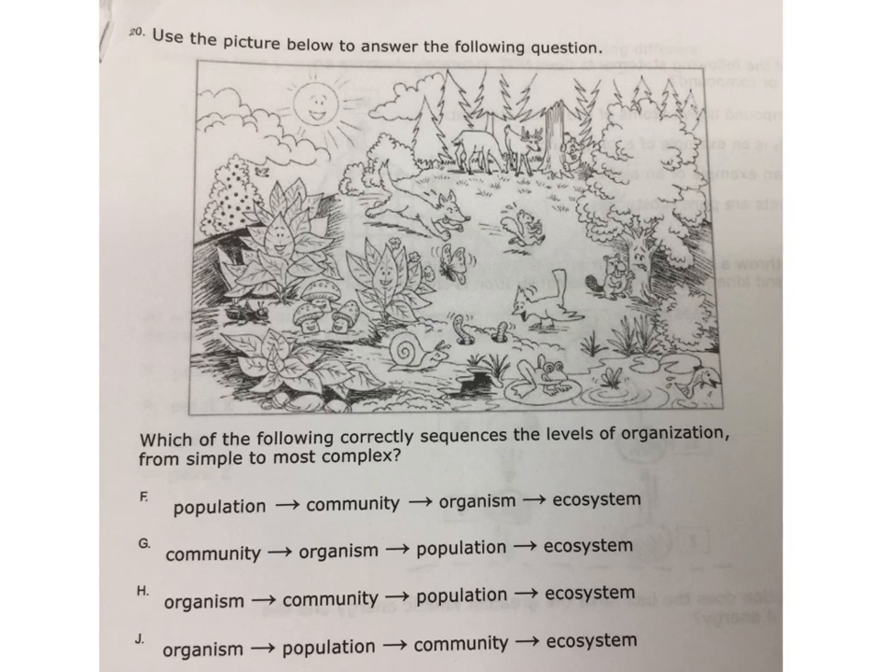F, population, community, organism, ecosystem. G, community, organism, population, ecosystem. H, organism, community, population, ecosystem. Or J, organism, population, community, ecosystem.